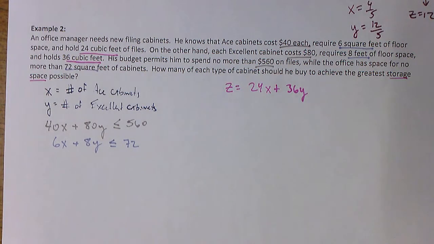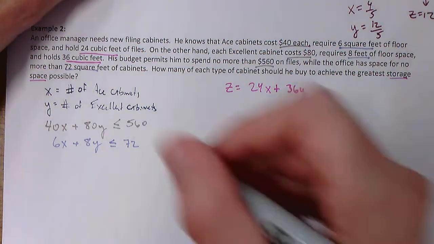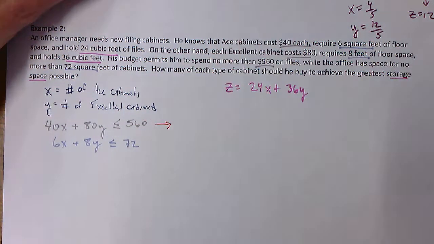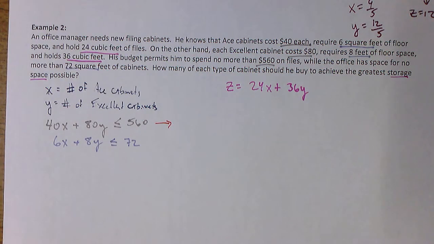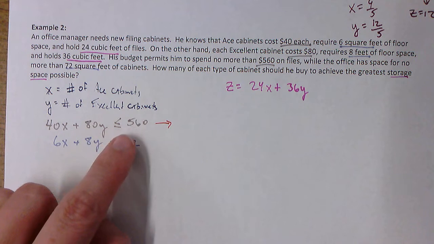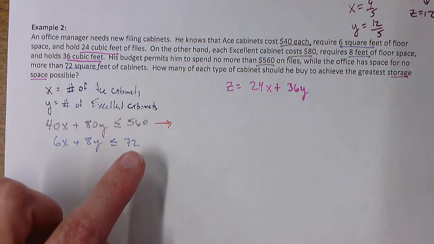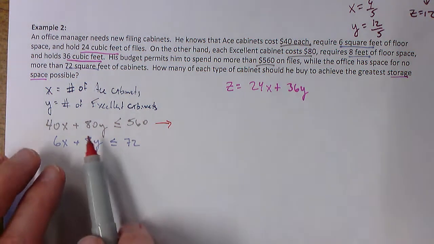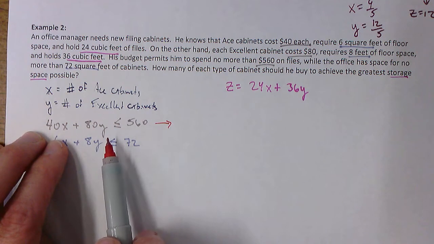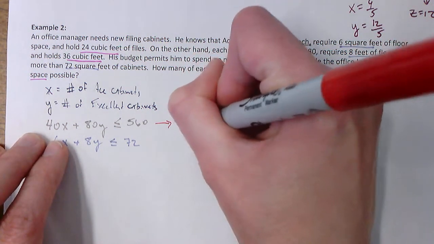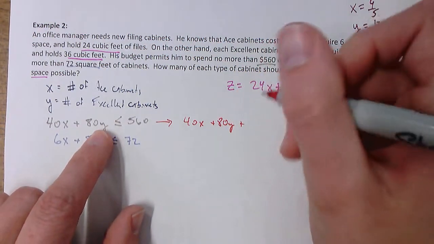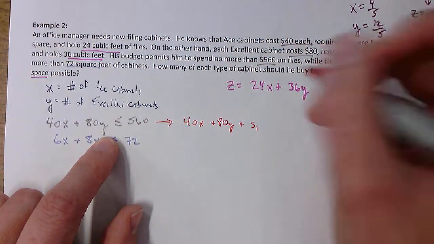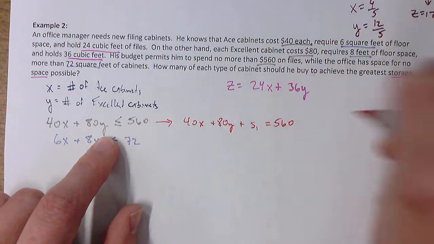Okay, so now I'm going to convert all of these into our different equations. So this one right here, I'm going to rewrite where I want to get everything onto one side. I want to add my slack variables to make this an equation. So I'm going to take 40x, add 80y, and then I'm going to add in my slack variable, s sub 1, to make it equal 560.